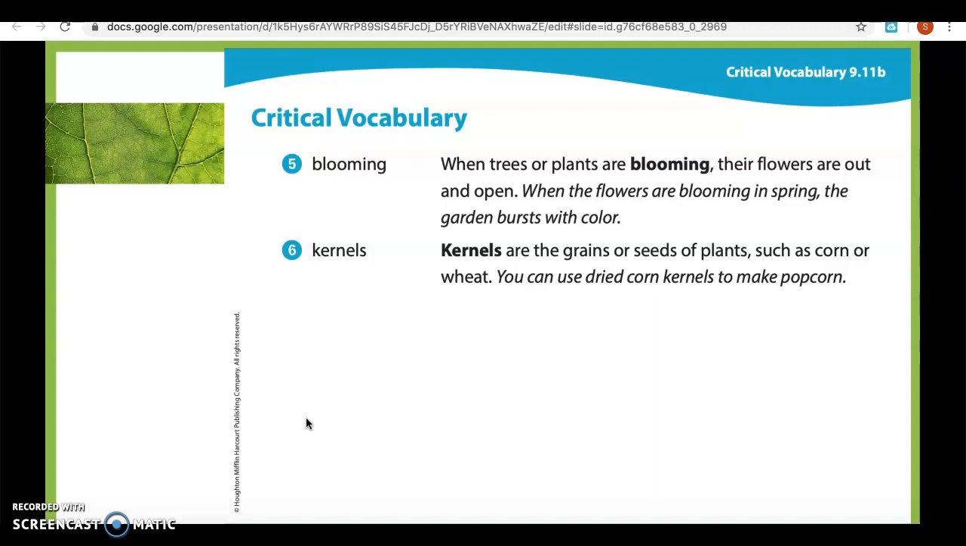Blooming. When trees or plants are blooming, their flowers are out and open. When the flowers are blooming in spring, the garden bursts with color. Kernels. Kernels are grains or seeds of plants such as corn or wheat. You can use dried corn kernels to make popcorn.